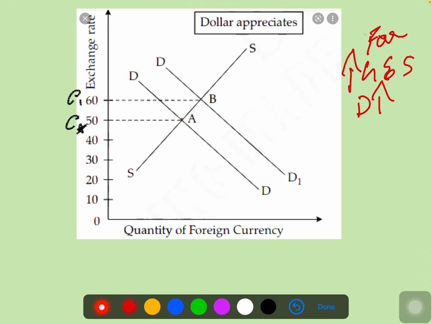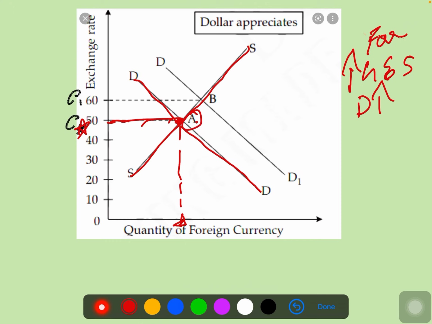You can see this is the actual supply curve and this is the actual demand curve. They both intersect at this point, which is the rate that is decided. This is E star, and they both intersect at point A.